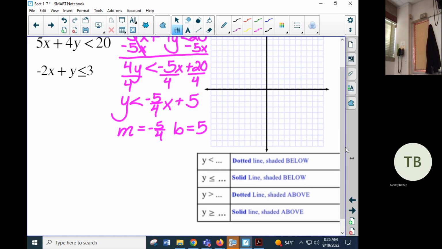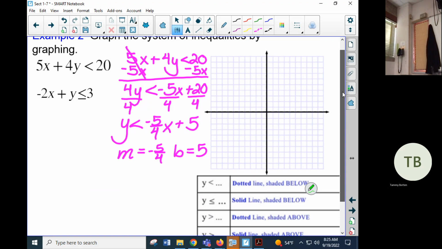So if I go onto my graph there, at 5, 1, 2, 3, 4, 5 is where it's going to cross the y-axis. And then the slope is negative 5 over 4. So that tells me to go down 1, 2, 3, 4, 5 and over 1, 2, 3, 4. Okay. And if I did that again, 1, 2, 3, 4, 5 over 1, 2, 3, 4. And this one again is just less than. And so we're going to have a dash line.